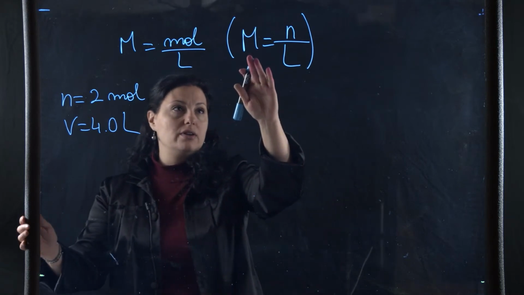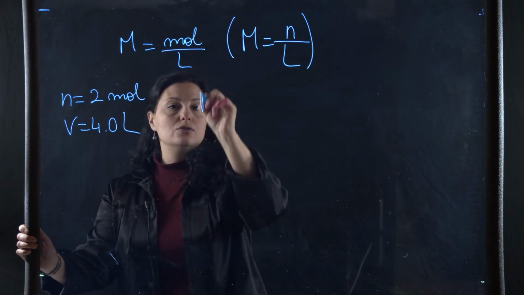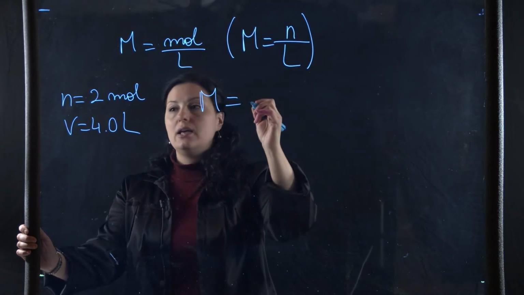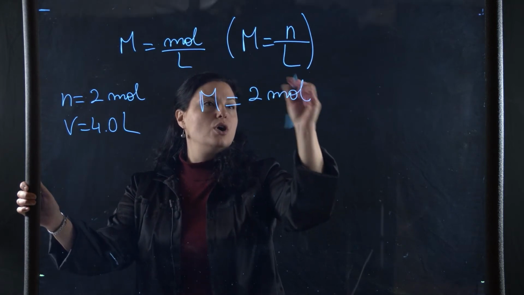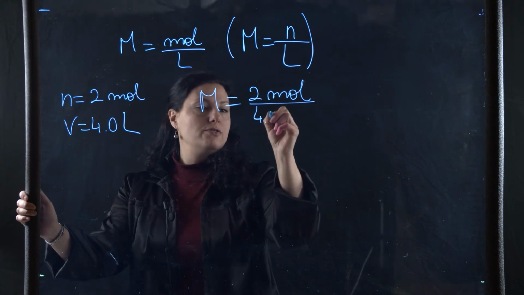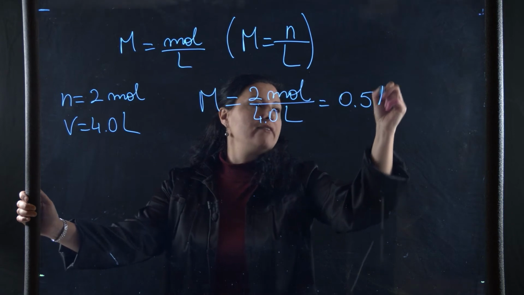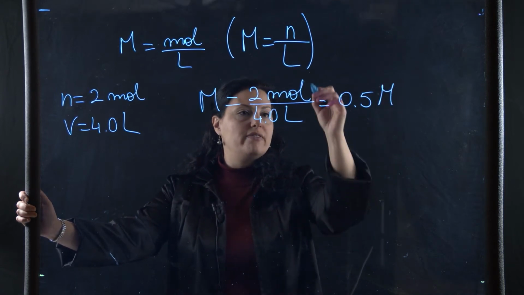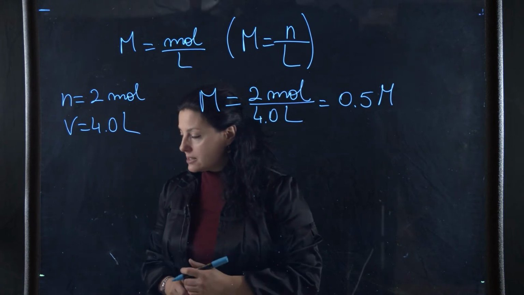Once again, we're given molarity is equal to the number of moles over liters. So big M is equal to the number of moles, which is 2 moles, over the liters of solution, which is 4. And this turns out to be 0.5 molar, or 0.5 moles per liter, the same thing. Let's look at the next example.